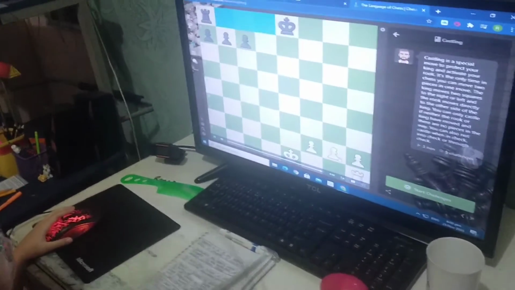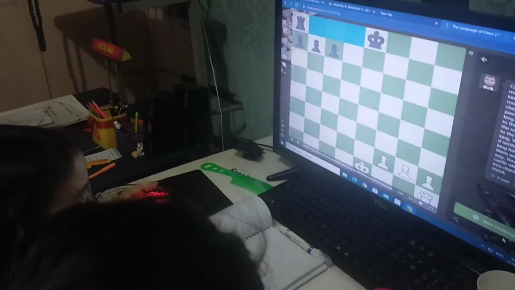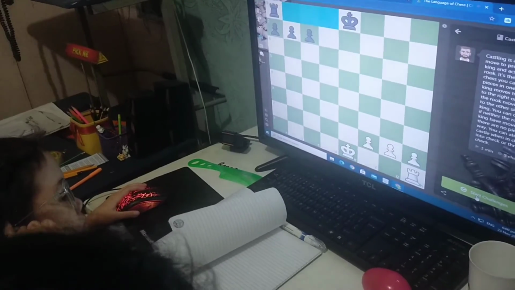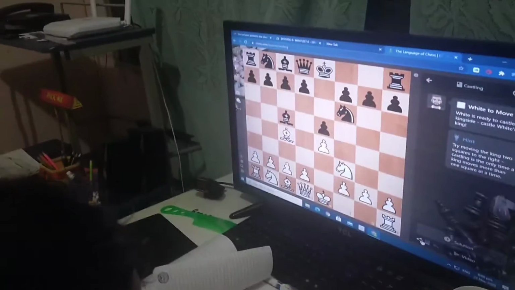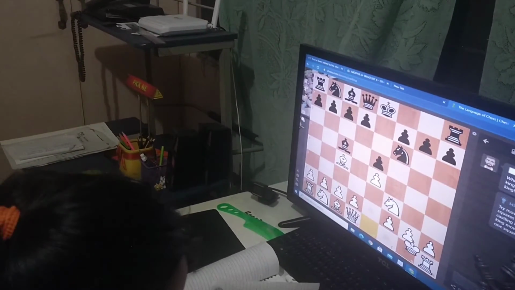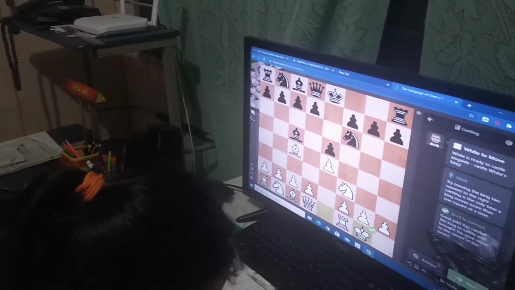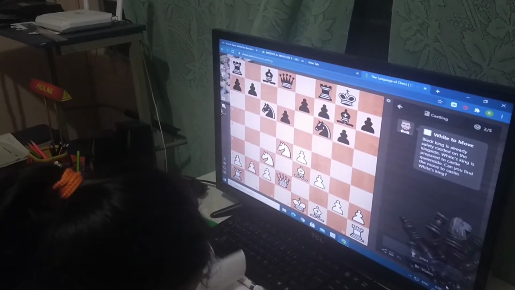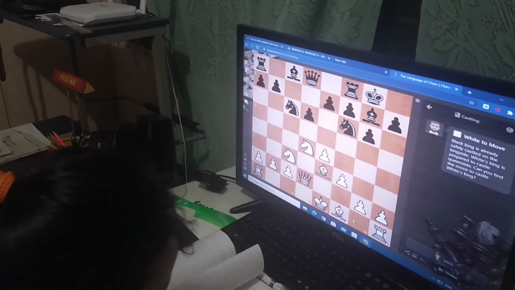Okay, now that you've learned this powerful move, it's time to practice castling. O, castling na. Malapit na tayo matapos. Nasa castling na tayo. Castling daw, baby. Good job. Next. Castling. Paano magka-castling ka dyan?